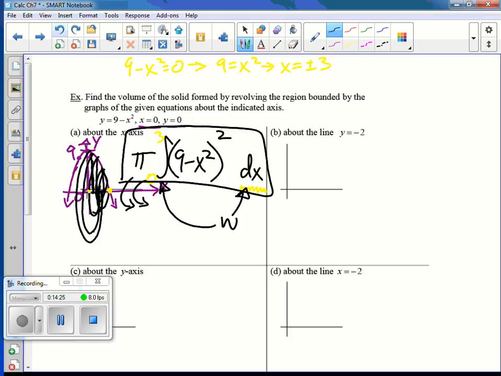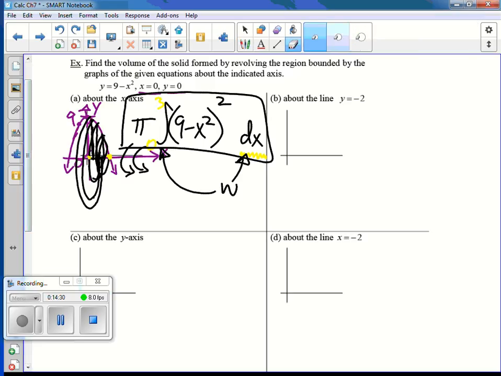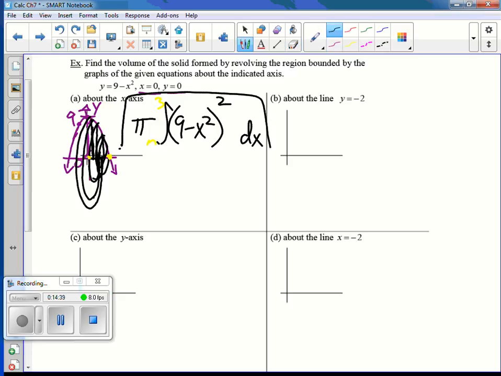Oh, my apologies. It actually says to find the volume. All right, so let's do that then. Here, let me just clean this up. All right, let's find the actual volume.